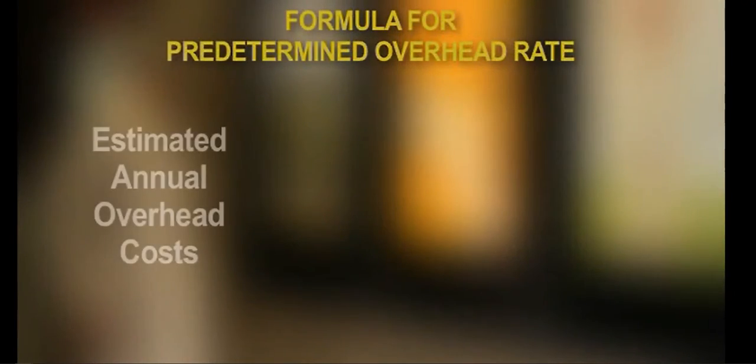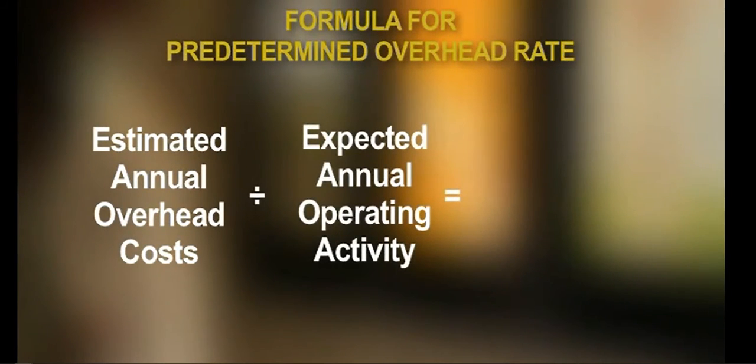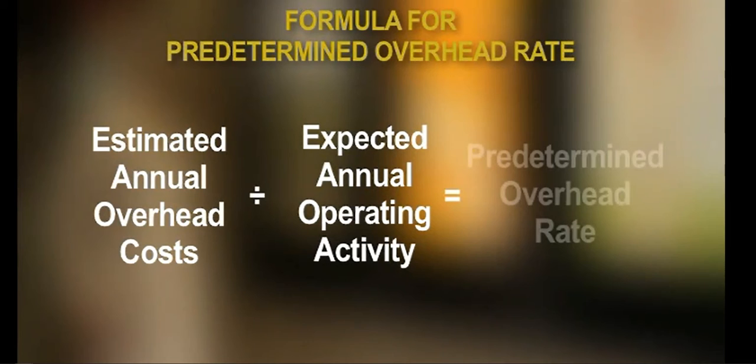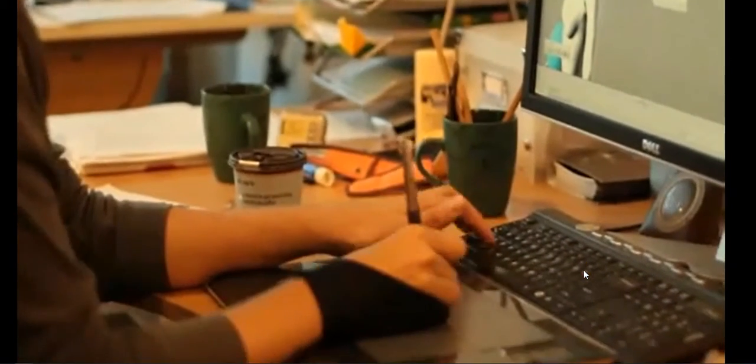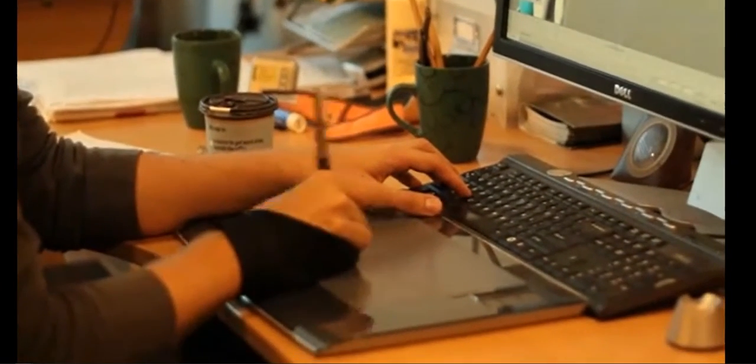The formula for a predetermined overhead rate is as follows. Estimated annual overhead costs divided by expected annual operating activity equals predetermined overhead rate. Overhead relates to production operations as a whole. To know what the whole is, the logical thing is to wait until the end of the year's operations. At that time, the studio knows all of its costs for the period.